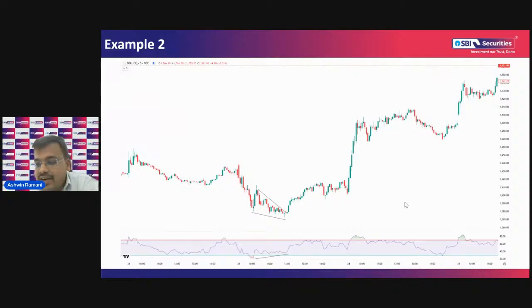So the one that I marked here, guys, यहाँ पे आप देख सकते हो. The price was making lower lows, where at the same time RSI was making higher lows here. And here you can see एक trend line breakout भी मिला यहाँ पर. जैसे आपको breakout मिला, the price started moving up from here. So this is a case of bullish divergence.